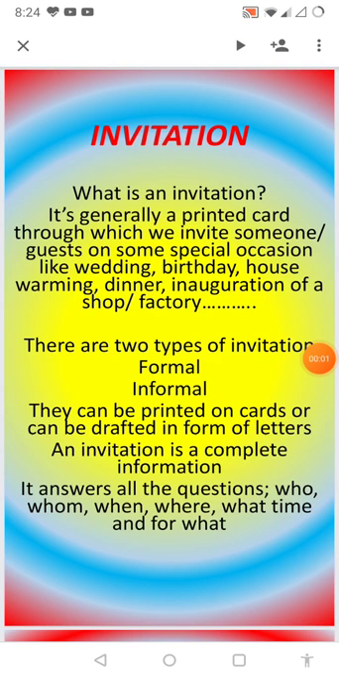Hello dear students, today we are going to learn what is an invitation and how do we write an invitation. The first thing I'll tell you today is what is an invitation.